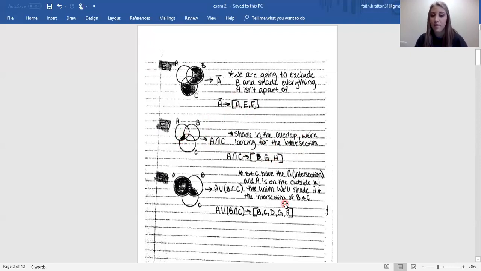Okay, B and C have the intersection, and A is on the outside with the union. We'll shade A and the intersection of B and C. So A U B intersect C. And the ones that we'll have together are B, C, D, G, H.